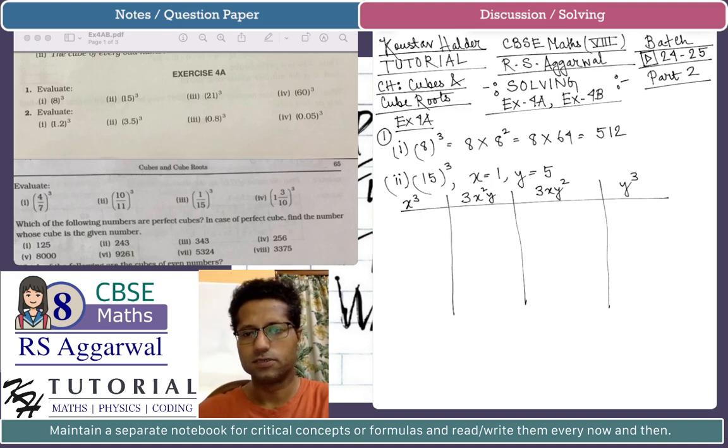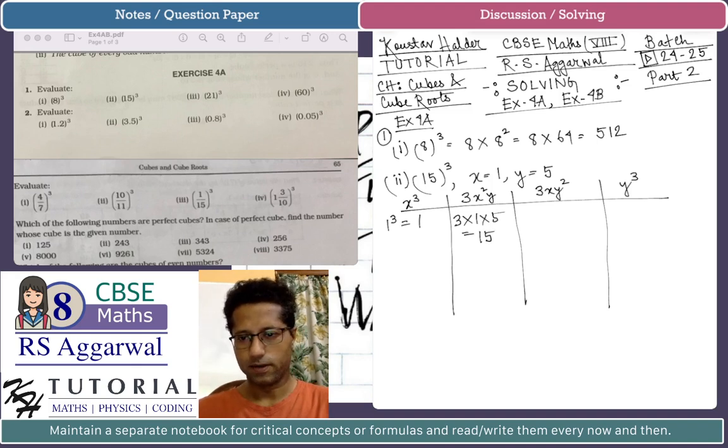So x cube: x is 1, 1 cube is 1. 3x square y: 3 into x square, which is 1, and y is 5, so this is 15. 3xy square: 3 into 1 into y squared, which is 25, so this is 75. And y cube is 5 cube, that is 125.